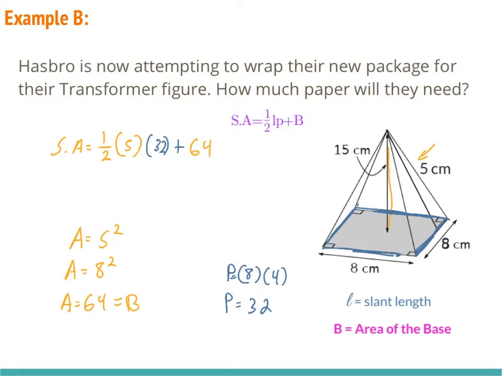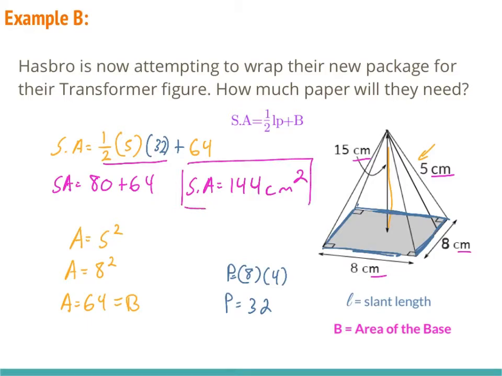Now, again, this time I can't just multiply across. I have to follow the order of operations. So I'm going to do some multiplication first, and then some adding. So 1/2 times 5 times 32 gives us 80. Then again, we have SA equals 80 plus 64, and then we can just do some addition, 80 plus 64, and that's going to give us a surface area of 144. Now again, we have to label our answer. Since we're talking about centimeters here, we've got centimeters all over our problem, we know it's going to be centimeters, and then since we're talking about surface area, we know we're going to be using squared. So that is our final answer.